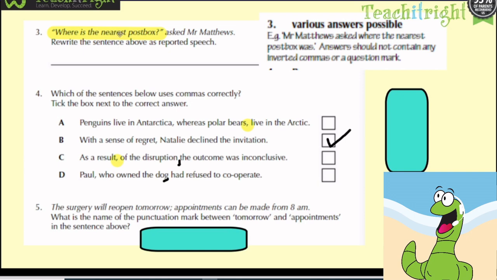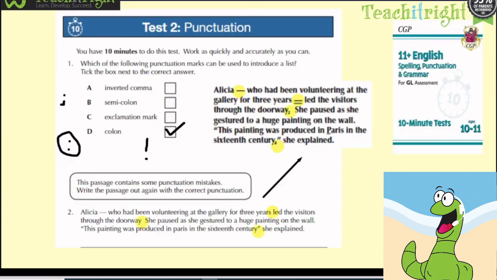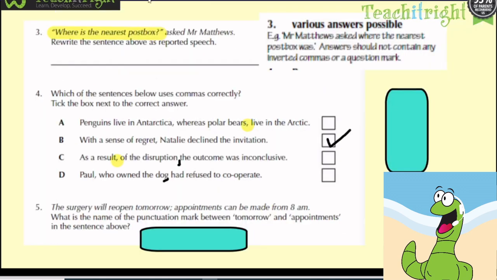Number 5. The surgery will reopen tomorrow. Appointments can be made from 8 a.m. What is the name of the punctuation mark between tomorrow and appointments in the sentence above? And we just talked about this in the initial part. It's a semicolon, and this can be used to replace conjunctions.